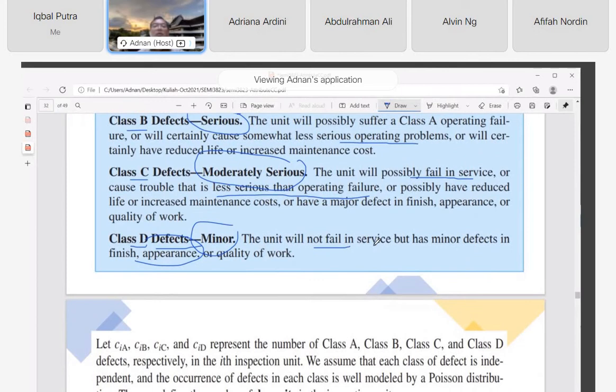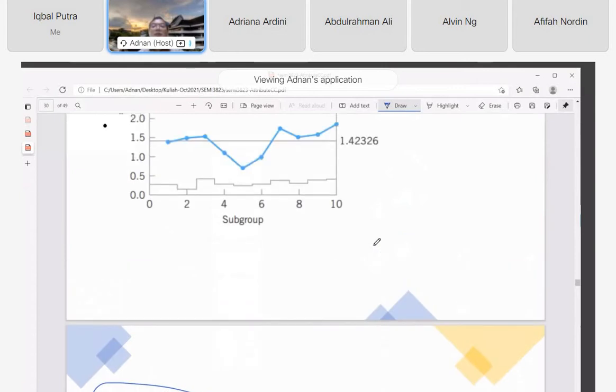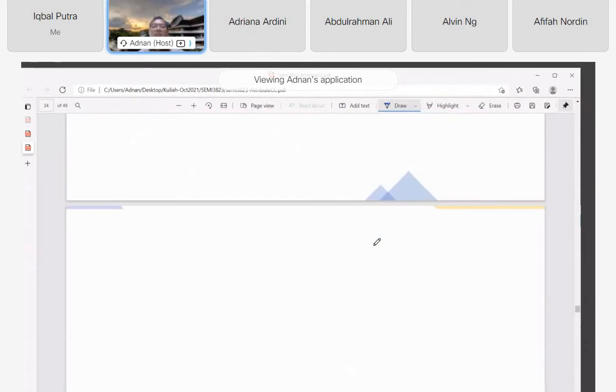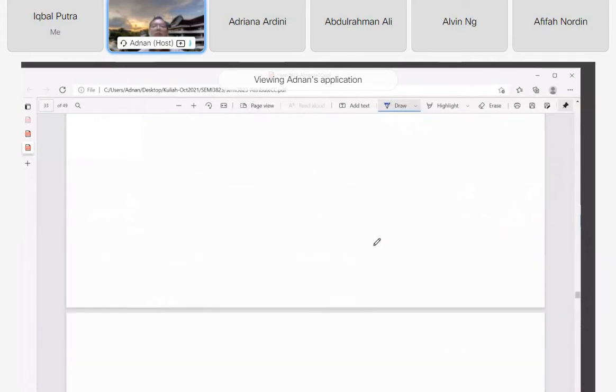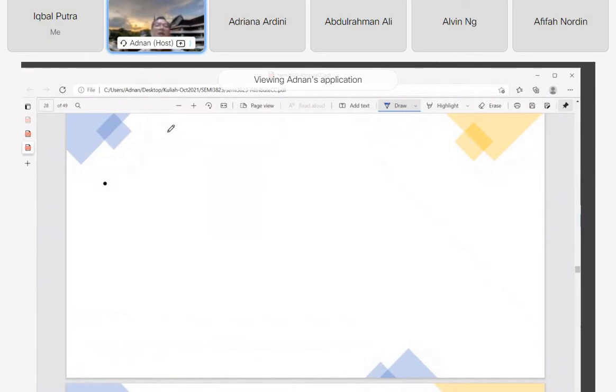Okay, I give you an example. Contohnya katakan you have a chair. Let's say, okay, let me go to, I think I have empty space somewhere. Okay, let's say you have a chair. Looking at the chair. Okay, so possible defect of the chair, it could be broken leg.